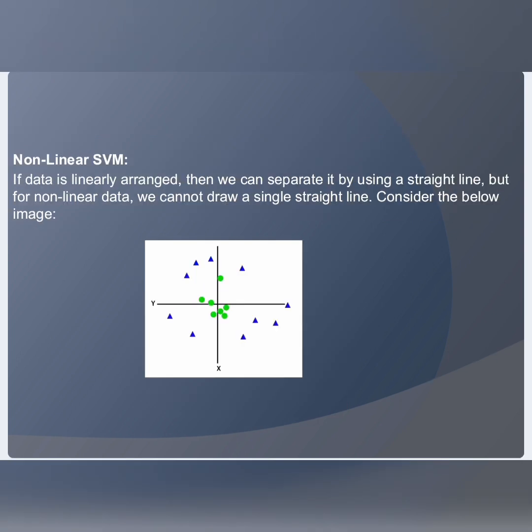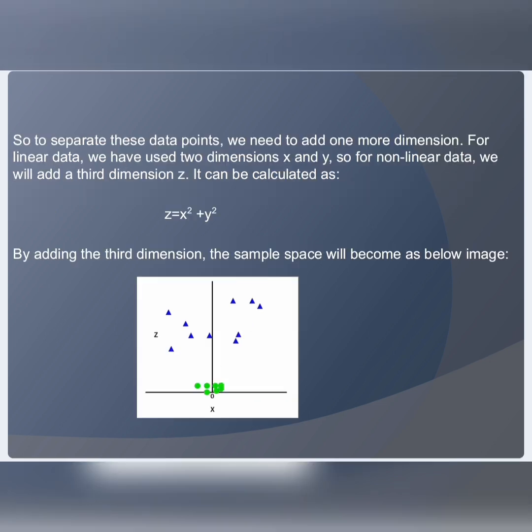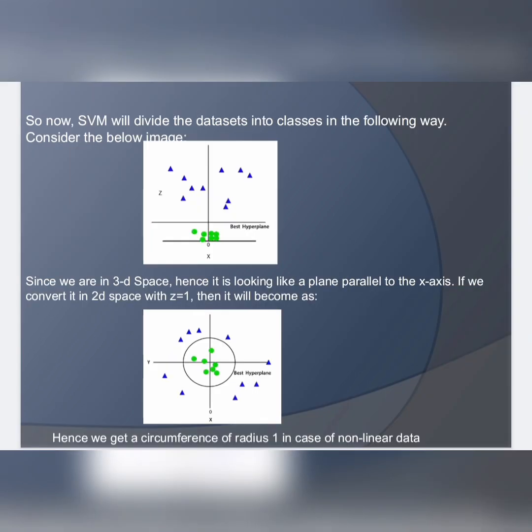Now let us see how non-linear SVM works. If data is linearly arranged, then we can separate it by using a straight line. But for non-linear data, we cannot draw a straight line. These are the steps to be followed to separate the classes. To separate them, we use the formula z is equal to x squared plus y squared. After using the calculation, the SVM will divide the dataset into classes in the following way.